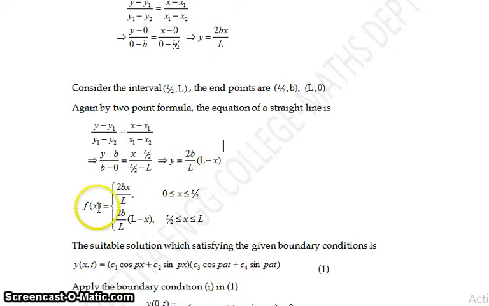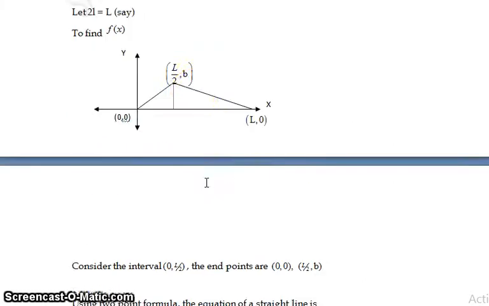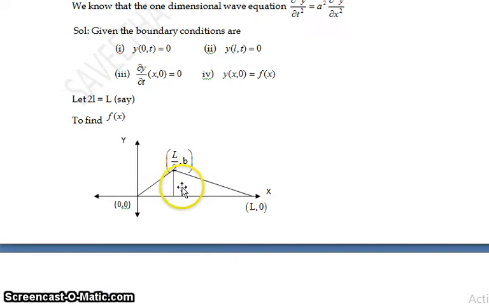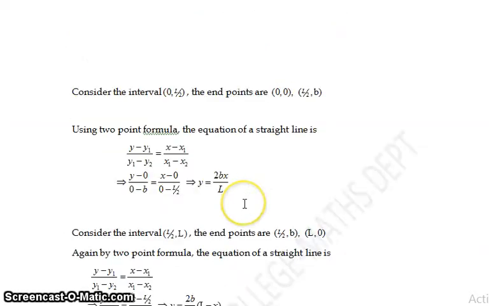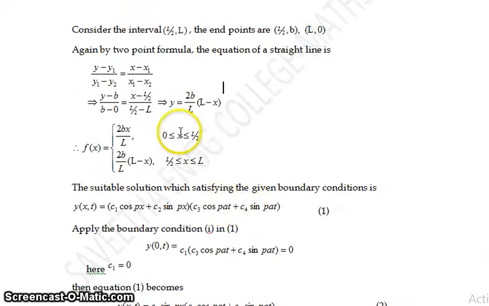Therefore f of x equals, what is the first interval? 2b x divided by L. The interval is 0 to L by 2. That is, we can split the value here. One is L by 2 and another is L by 2. This L by 2 plus L by 2 we get L. So therefore the first interval is 0 comma L by 2. Then the second equation is 2b divided by L into L minus x.